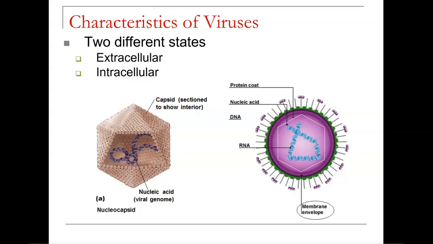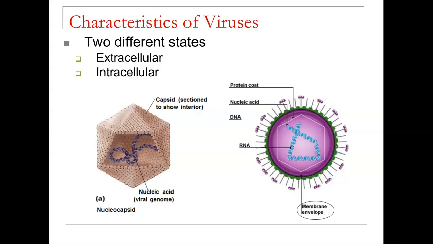They do not possess the 4 processes of life, so they cannot carry out any metabolic pathways, which is referred to as metabolism. They cannot grow, so there's no growth. They cannot respond to their environment, so their responsiveness is negative, and they can't reproduce independently, so reproduction is negative. They recruit their host cells' metabolic pathways to increase their numbers. They can do this in 2 different states.